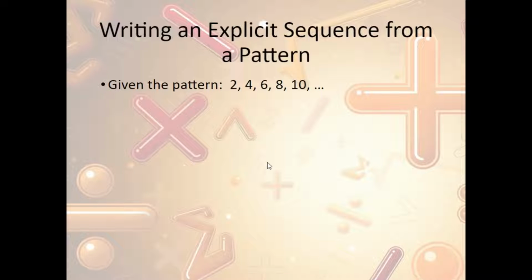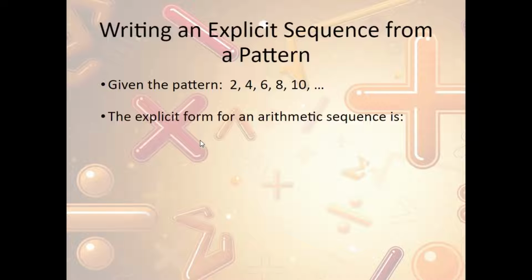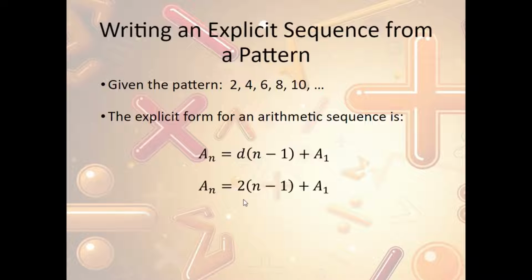So let's look at an example. We have a pattern here, 2, 4, 6, 8, 10. The explicit form then is a_n is equal to d times n minus 1 plus a_1. Well, we know d and we know a_1. So we know d is 2. That was the common difference. And a_1 is 2 because that's the first term in the sequence.